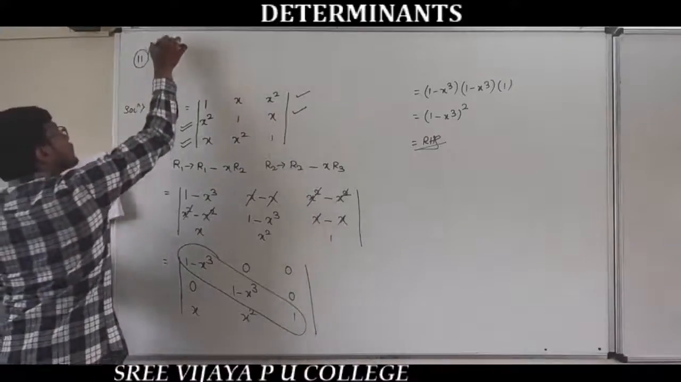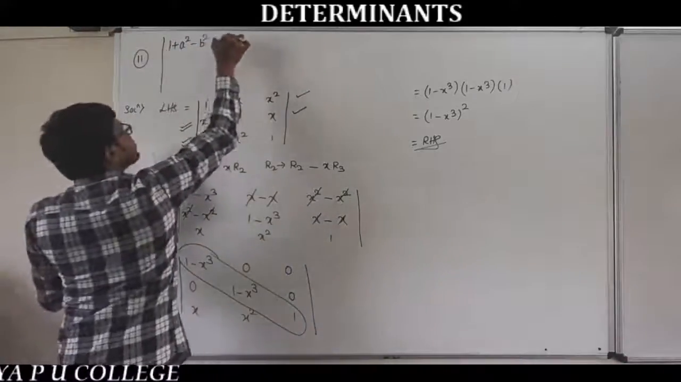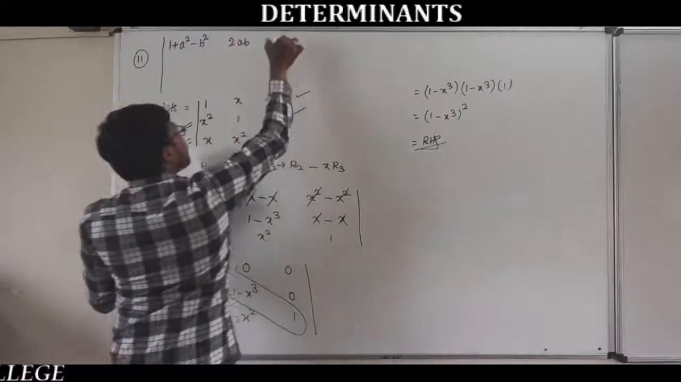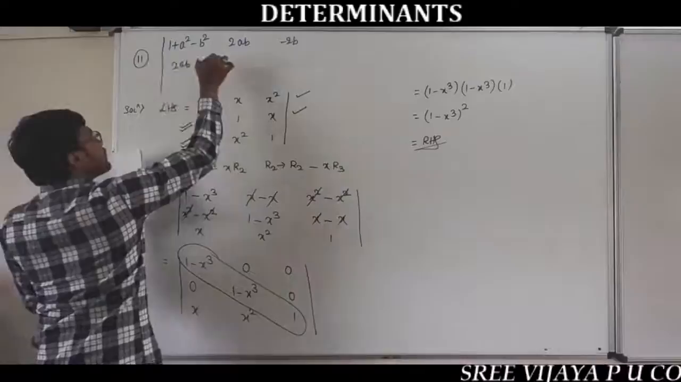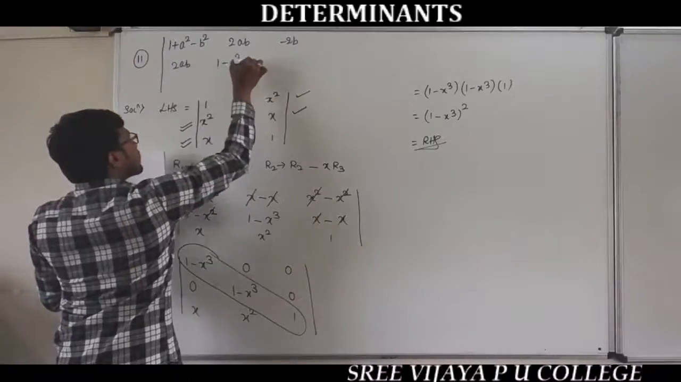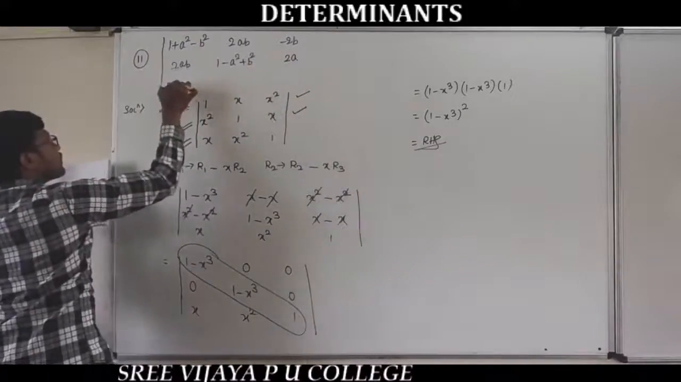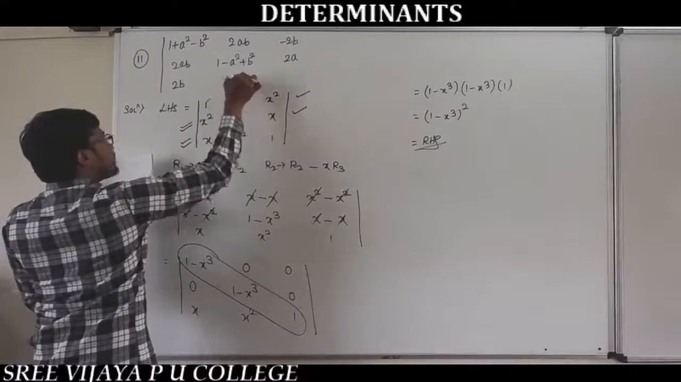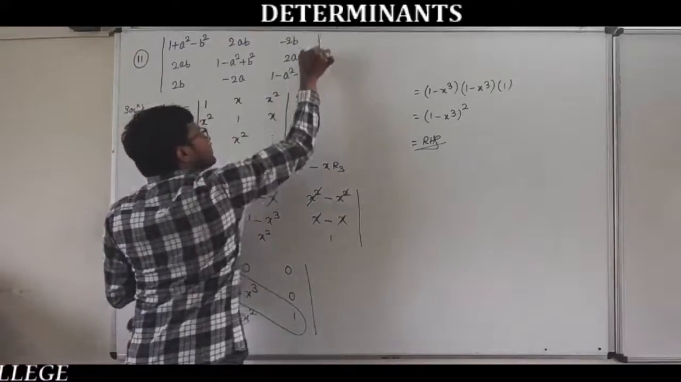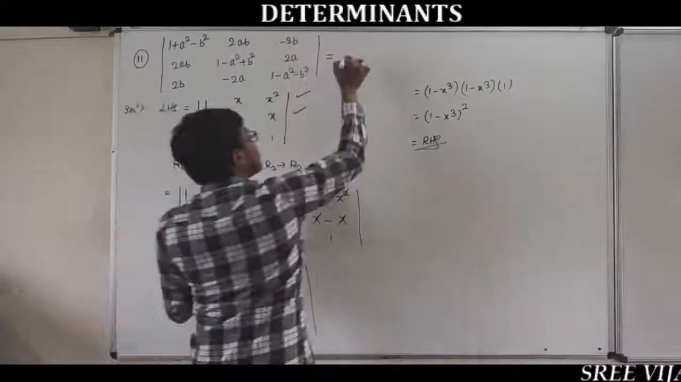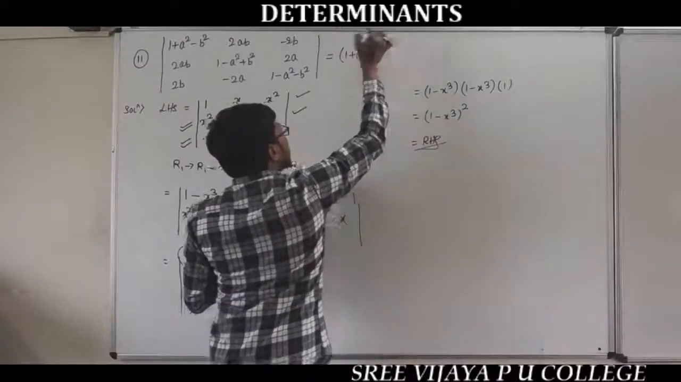Determinant of 1 plus a square minus b square, 2ab, minus 2b; 2ab, 1 minus a square plus b square, 2a; 2b, minus 2a, 1 minus a square minus b square will be equal to 1 plus a square plus b square whole cube.